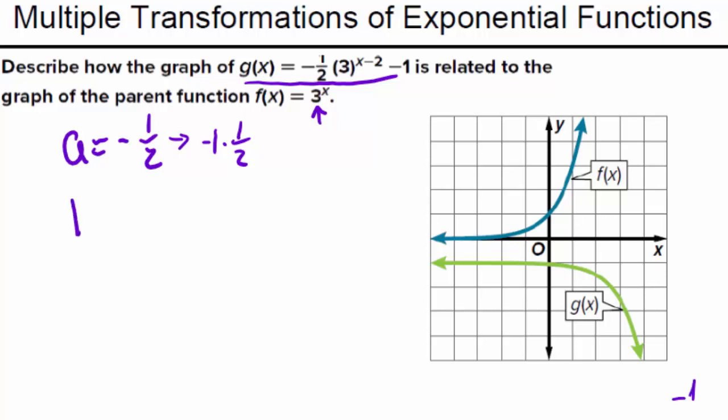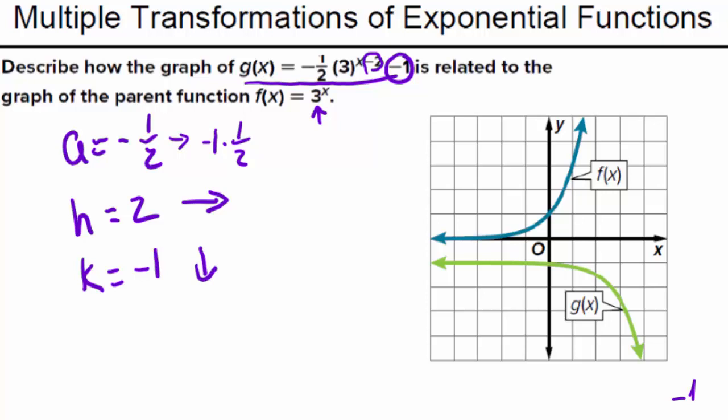Then we have an h value at the top, which is the 2 there. And remember, we're going to do the opposite. So that's actually a positive 2. And what that's going to do is shift horizontally to the right by 2 units on the graph. And this minus 1 at the end is our k value, since that's a negative 1. That one's going to shift vertically down 1 unit.